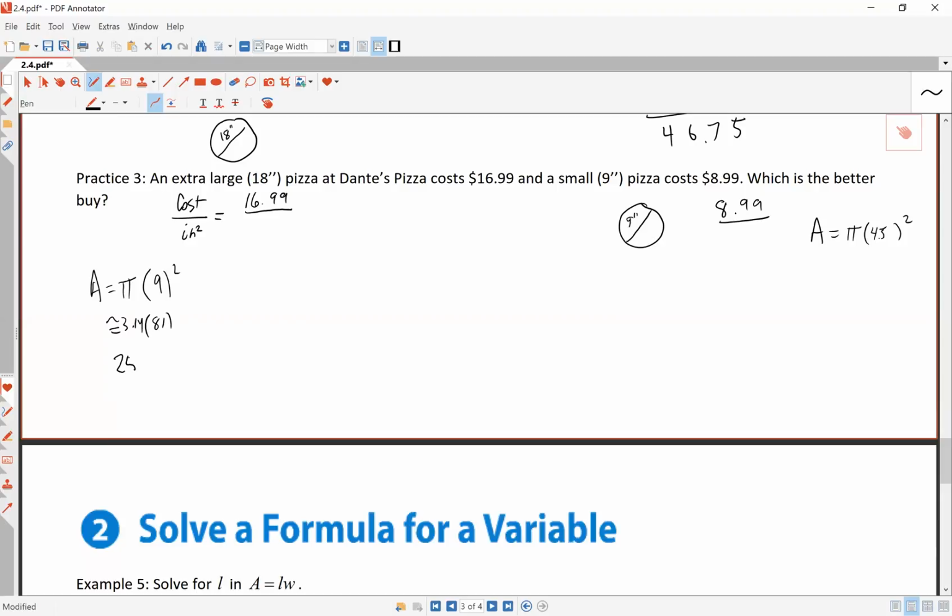And for the small, 4.5 squared is 20.25, times 3.14, which is roughly 63.585 square inches.